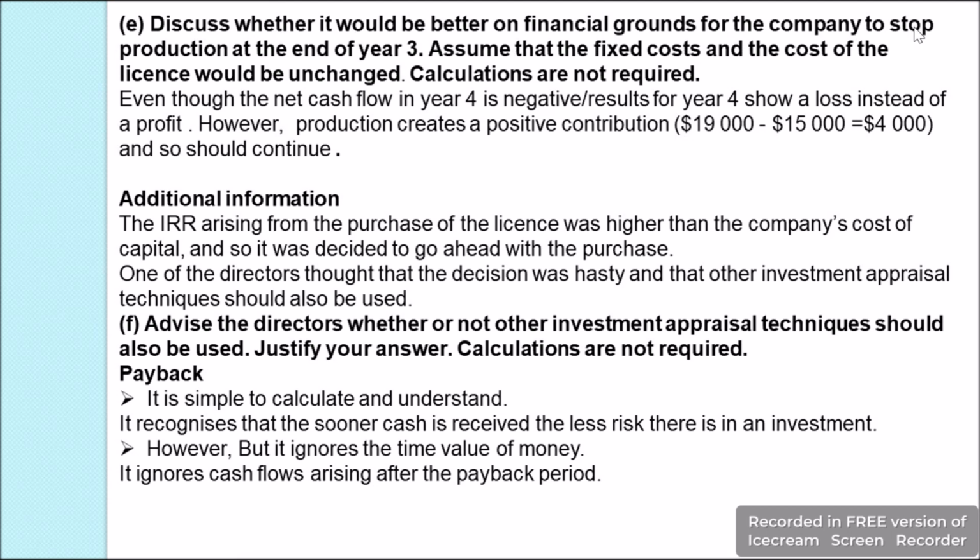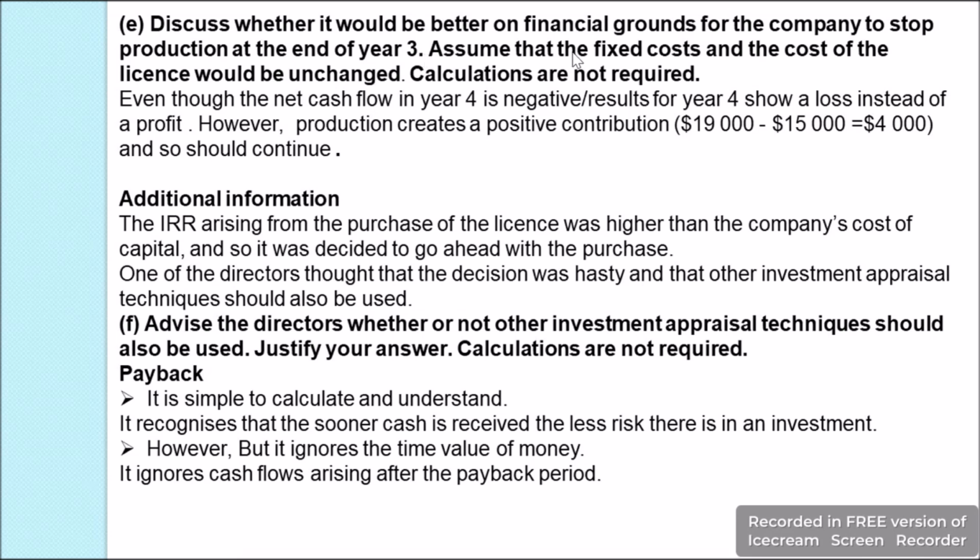In the part (e) of the question, we are asked to discuss whether it would be better on financial grounds for the company to stop production at the end of year 3, assuming that the fixed cost and the cost of the license would be unchanged. Calculations are not required. You see, when we have calculated the cash flow in year 4, we are getting a negative cash flow of $15,000, which shows that there is a loss instead of profit.